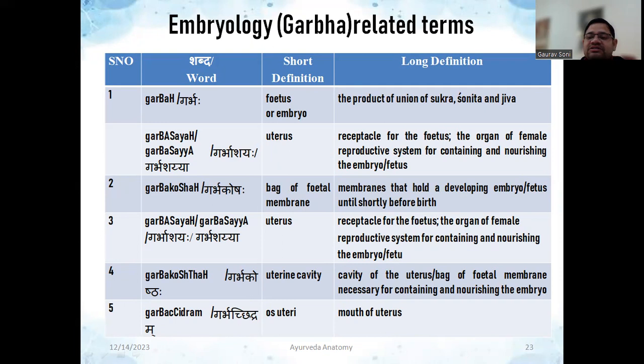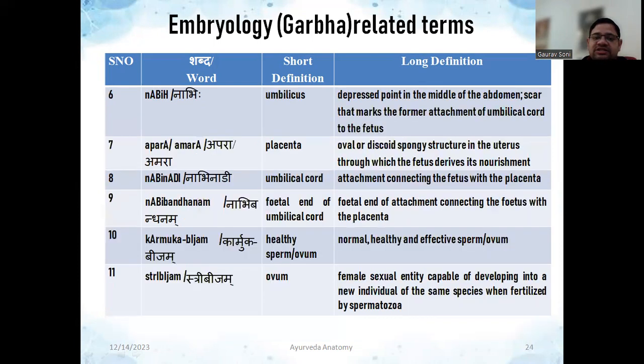Then there is a word called Garbhakosha. Garbhakosha is the membrane covering the fetus, that is the bag of fetal membranes that are holding the developing fetus or embryo. Then there is a word Garbhashaya, again uterus. Then there is Garbha Koshtha. Koshtha we have already talked about. Koshtha means cavity, and it is the Garbha cavity, that is the uterine cavity, the cavity of the uterus. Then there is Garbha Chidra. Chidra means opening. Os uteri or mouth of the uterus is called Garbha Chidra.